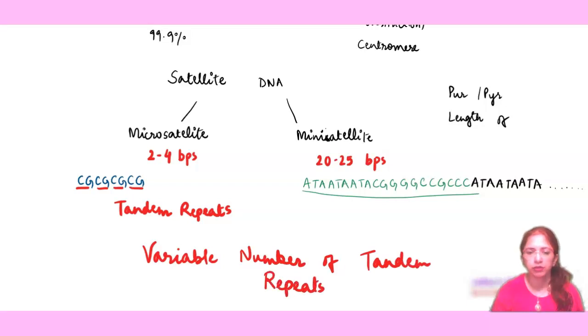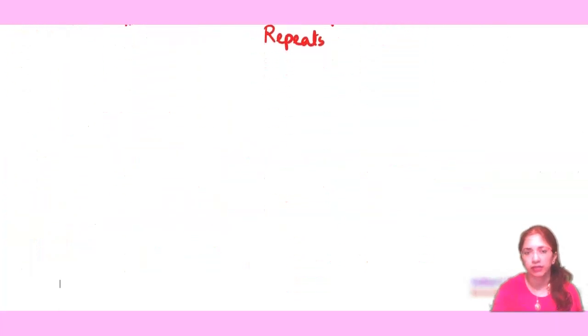Okay, variable number of tandem repeats, and these VNTRs, which is the abbreviation of variable number of tandem repeats, are very important because they are the basic tool for studying DNA fingerprinting. Now we will study the steps which are involved for studying the DNA fingerprinting. So our next heading is going to be the steps for DNA fingerprinting.